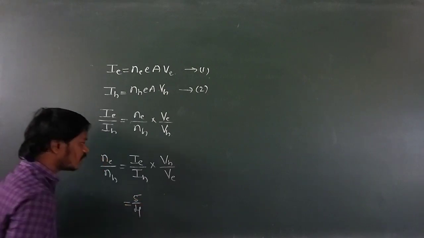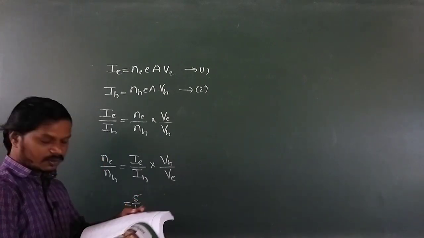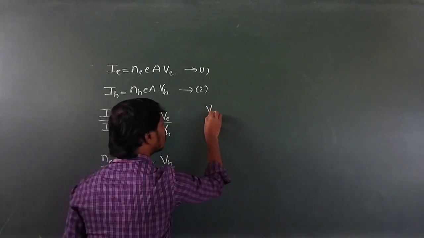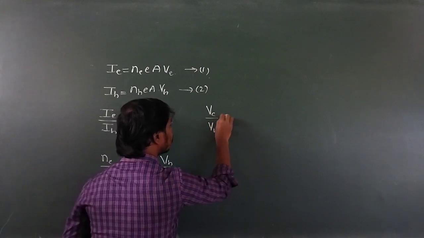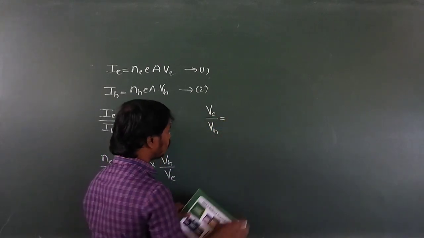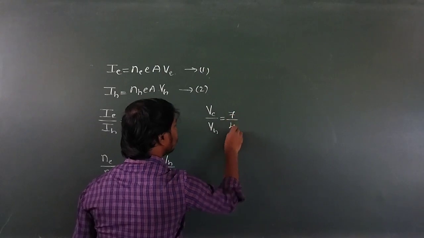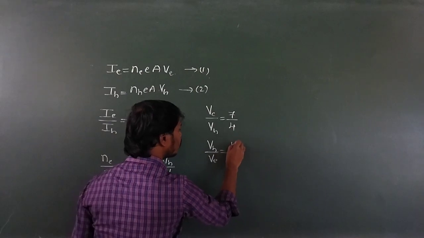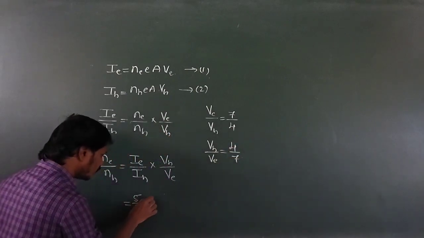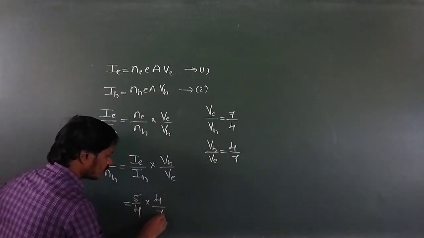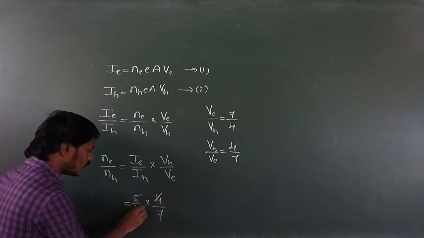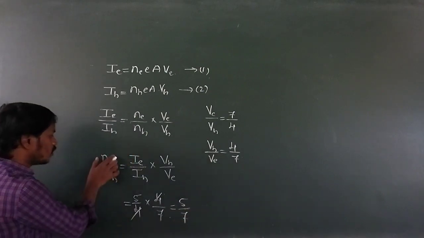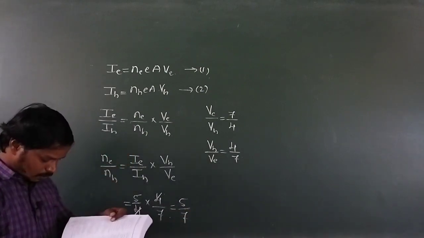And the ratio of drift velocity given is 7/4, but it is 4/7 because VH by VE is there. VE by VH is given as 7/4. But what we need is VH by VE. Then VH by VE is equal to 4/7. So let us substitute this here, 4/7. Then 4 gets cancelled. Then it is 5/7. So it is the ratio of concentration of electrons to the concentration of holes.